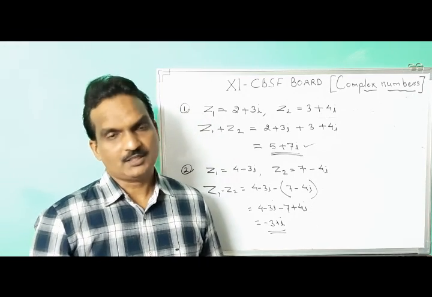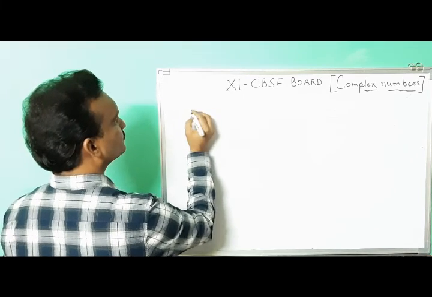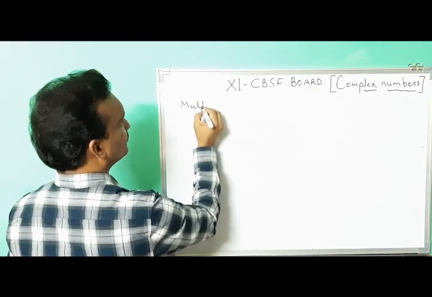We can multiply two complex numbers also. Multiplication.